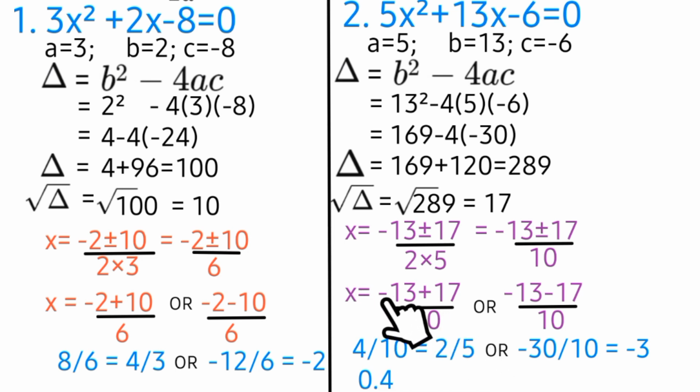Or if we say x equals minus 13 minus 17 all over 10. Minus 13 minus 17 gives minus 30. Minus 30 divided by 10 gives minus 3. So it's either x equals 0.4 or minus 3.